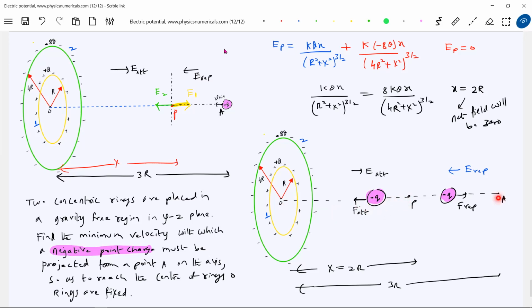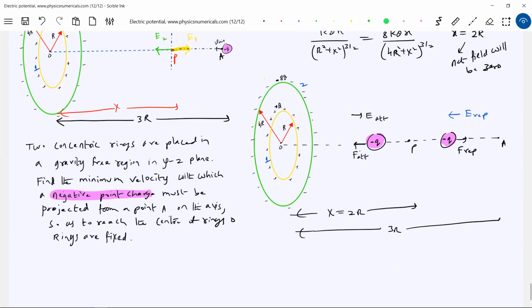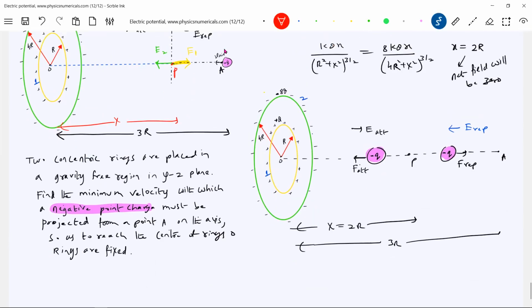So now, with what speed should I project? I should project from point A with such a speed that if it can just reach point P, that'll be sufficient. So what is the idea now? What is the main idea of the problem?